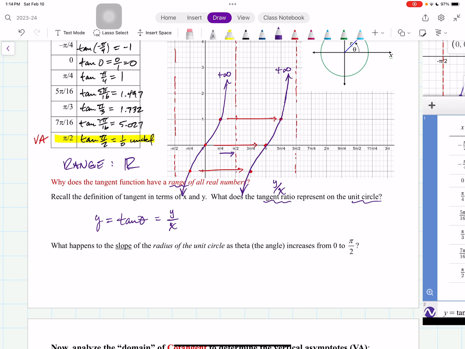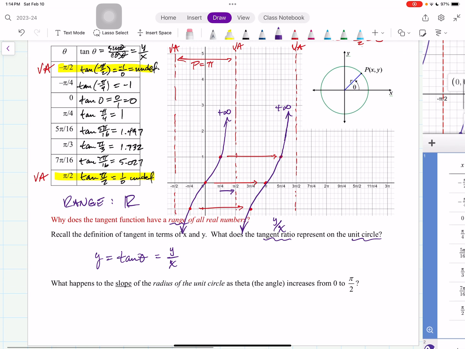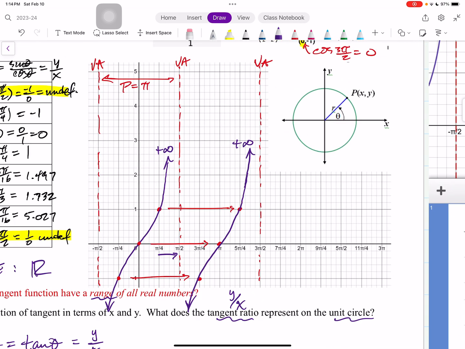And then also, what happens to the slope of the radius of the unit circle as theta increases from 0 to 2 pi? Well, if you look at the tangent ratio, let's go to this little circle here. If P is at x comma y, we're going to draw the famous right triangle in through here. We get x here, and we get y here: x units to the right, y units up. And then the radius here is r. So we've got a radius there.